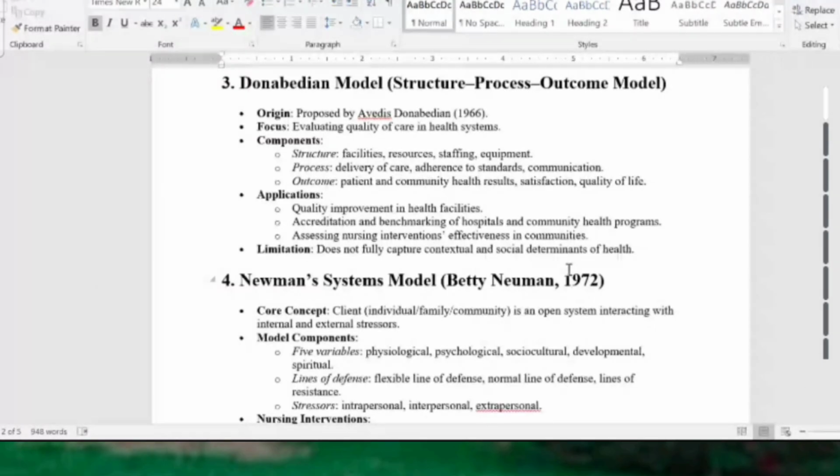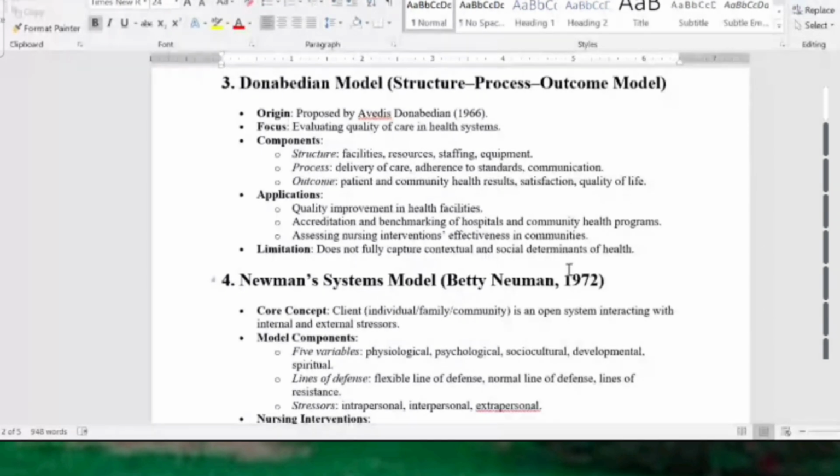And then lastly, quality of life. Are we able to ensure there is quality of life after offering a particular health service in a particular community? So this particular model is very important also in service delivery in a particular community. So how is it applied?